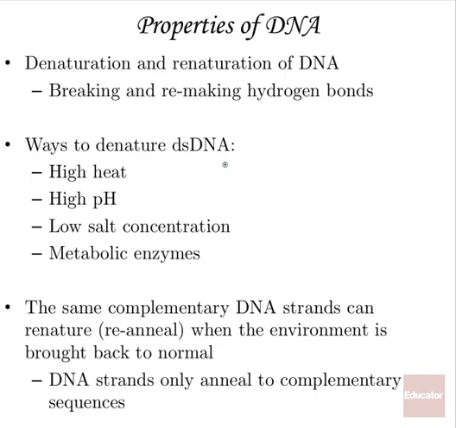Okay, another way to denature double-stranded DNA is if you put it in a high pH environment or low salt concentration, or if you add metabolic enzymes that are made to break that open. A cool thing about DNA is that the same complementary DNA strands that were denatured can renature or reanneal when the environment is brought back to normal. So if you decrease the temperature, if you decrease the pH, if you increase the salt, okay, certain things like that. And DNA strands will anneal to what it should have annealed to, what are called complementary sequences. So A's and T's will come back, G's and C's will come back to each other.